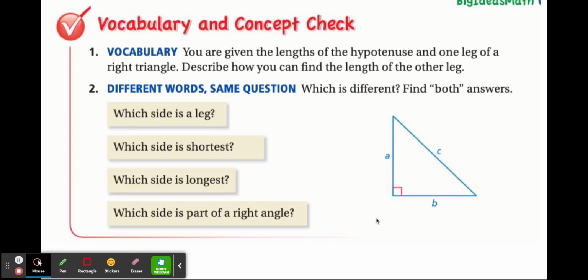And we're at the vocabulary and concept check. So remember, you're using complete sentences. I'm still not seeing complete sentences, you know, capital letters, punctuation. Let me know which one you're going to be answering, and then do your best to use some mathematical explanations in your answers. All right?